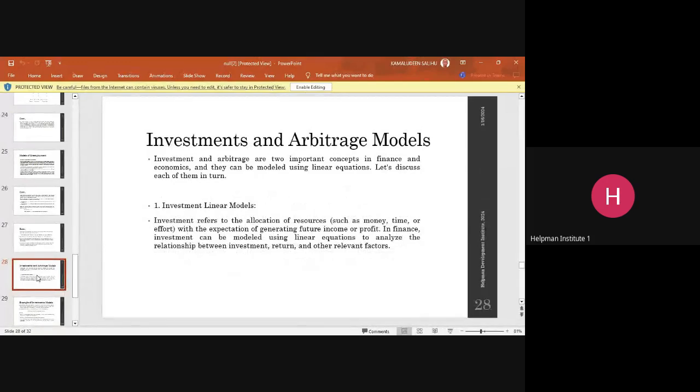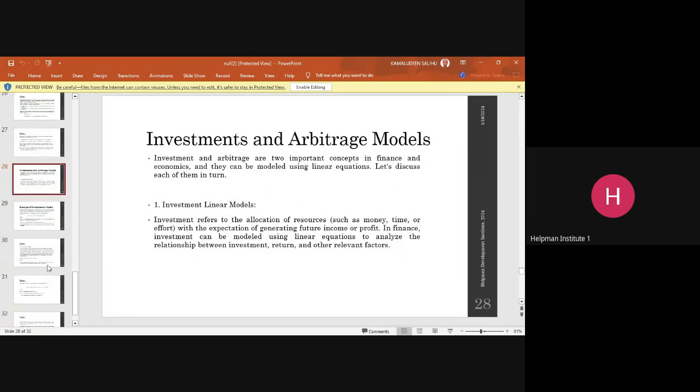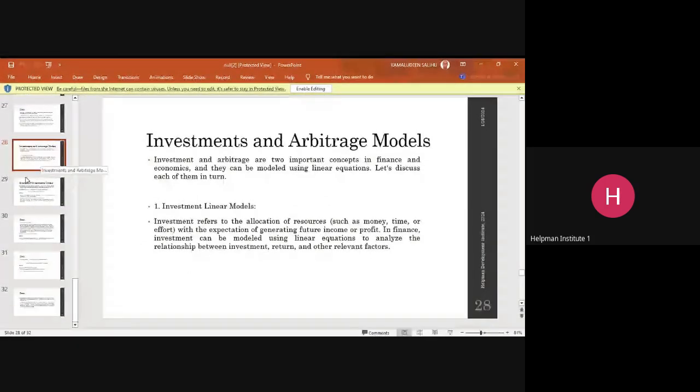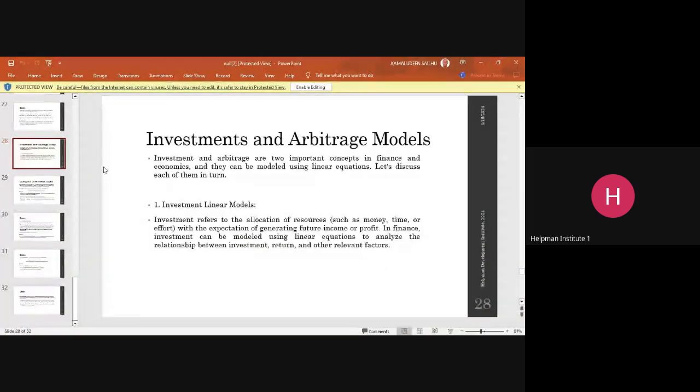As you can see, investment and arbitrage model. Investment and arbitrage models are two important concepts in finance and economics, and they can be modeled using the linear equation. So let's discuss each of them. Number one, as you can see on the board, we illustrate the investment model. Investment model refers to the allocation of resources such as money, time, or effort, with the expectation of generating future income or profit.